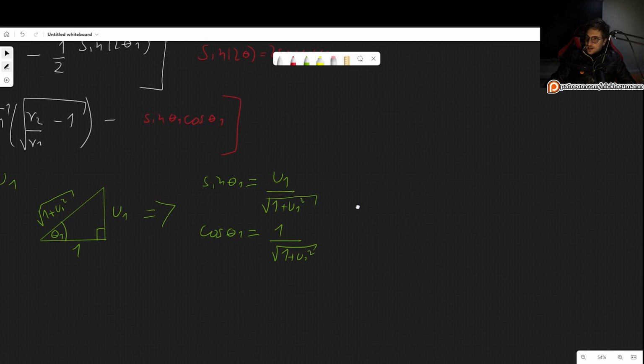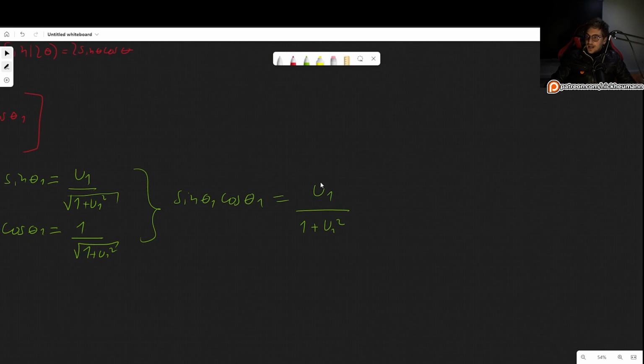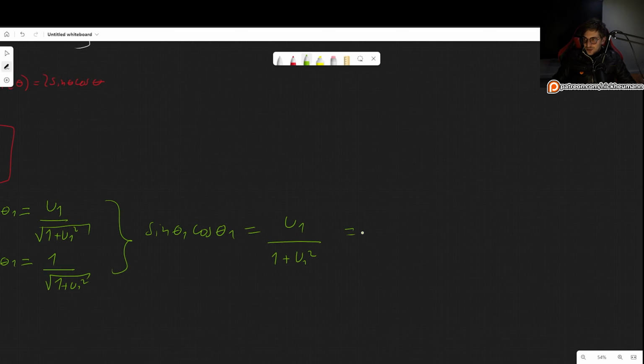So let's now quickly calculate the product of sine of theta 1 times cosine of theta 1. By doing this, we get u1 divided by the square root squared, so it goes away, of 1 plus u1 squared. Okay, now what is u1? Well, u1 is the square root of r2 over r1 minus 1, and down here we get 1 plus the square root of r2 over r1 minus 1. Now the minus 1 here cancels out, so that one's going to be simple.